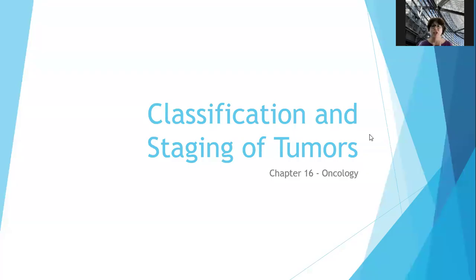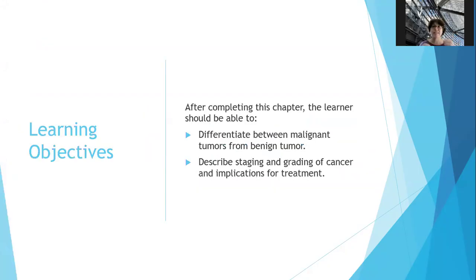The second part of chapter 16, we're going to talk about classification and staging. There's a lot of complicated information, but I want to focus on the learning objectives, which are basically to be able to differentiate between a malignant tumor and a benign tumor. There are specific characteristics that I'll talk about. And then briefly describe the staging and grading of cancer and the implications for treatment.